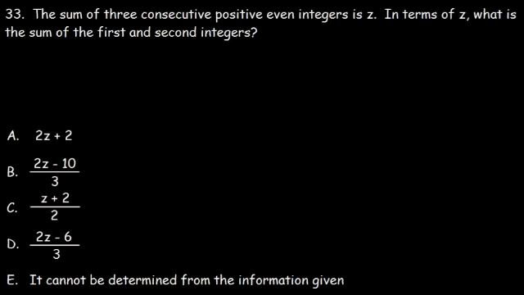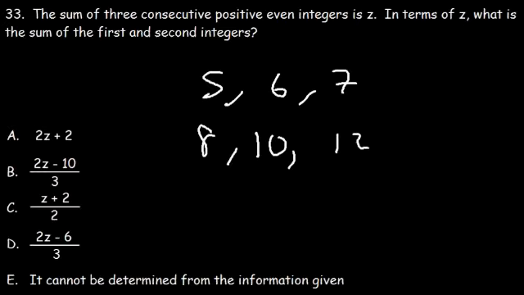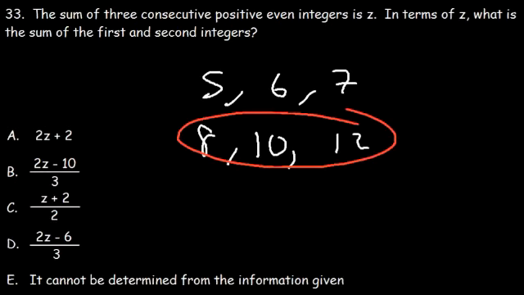33. The sum of 3 consecutive positive even integers is z. In terms of z, what is the sum of the first and second integers? So 5, 6, and 7 are consecutive integers. They're positive, but they're not even. 5 is odd, 6 is even. But numbers like 8, 10, and 12, they're even integers and they're consecutive. So this is the pattern of numbers that we're looking for.